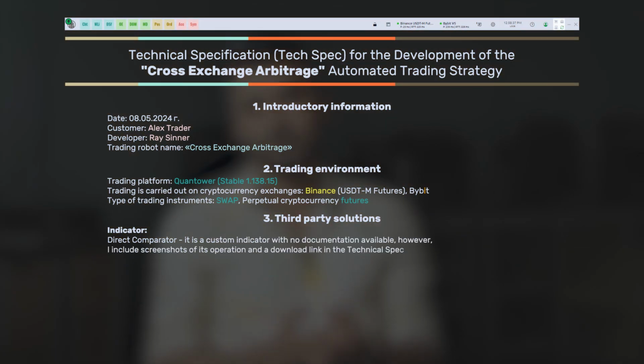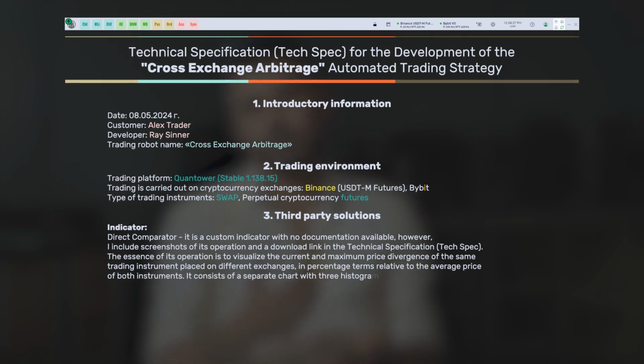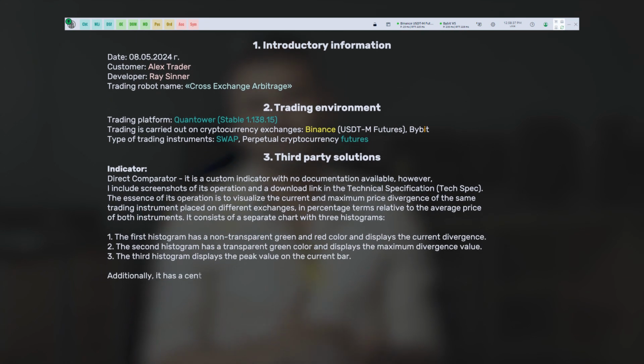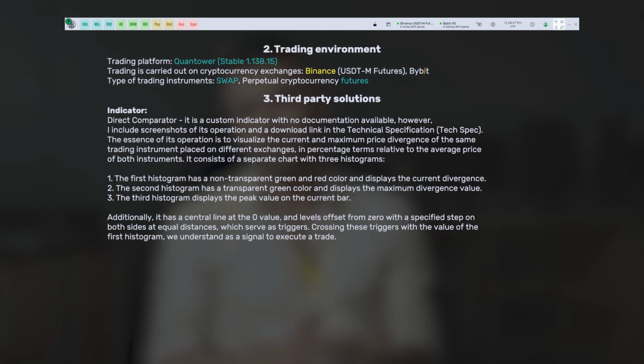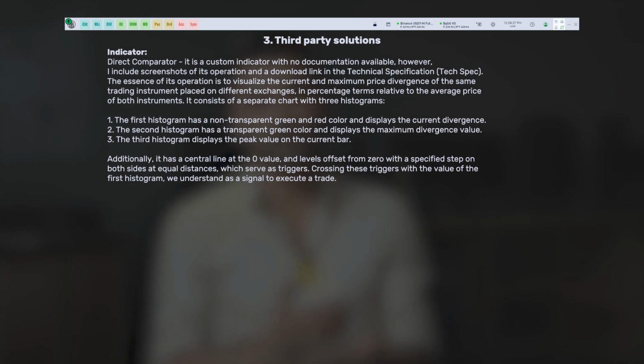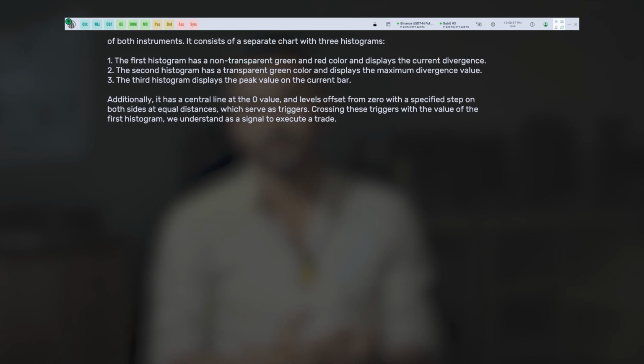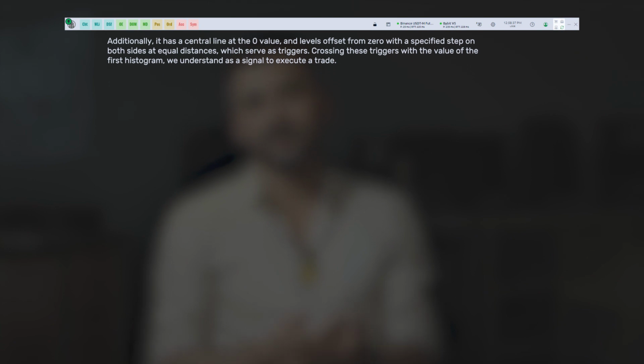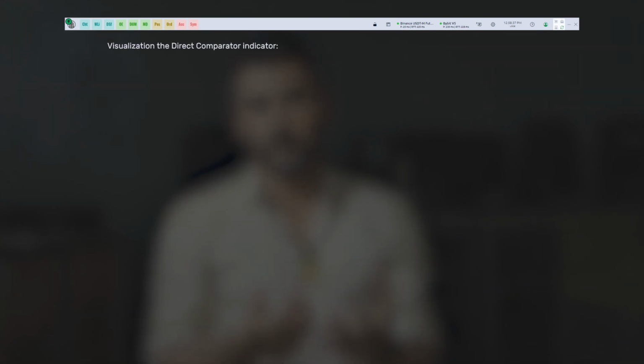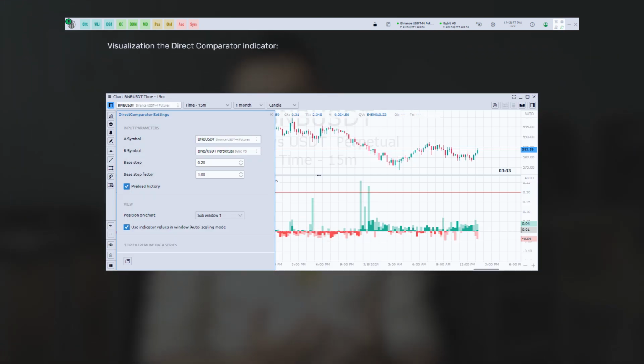In my case, a third-party solution used in the project will be an indicator of a divergence of prices of the same trading instrument traded on different exchanges, called direct comparator. This is my self-written indicator, so I can safely use it in my projects. Unfortunately, there is no documentation for it. However, I will include screenshots of its operation in the Tech Spec.